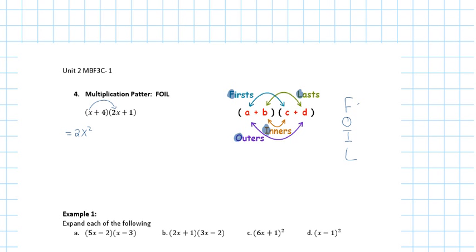Now, followed by the outer terms. Your outer terms are the two terms on the outside. What would be your two outer terms in these two brackets? x and 1, right? So I'm going to multiply the x by the 1. What's that? 1x. So plus 1x.